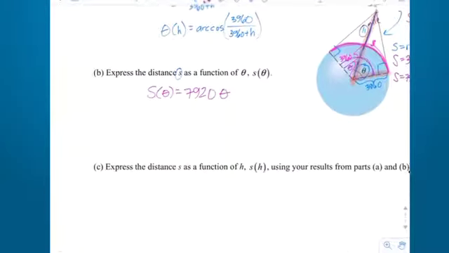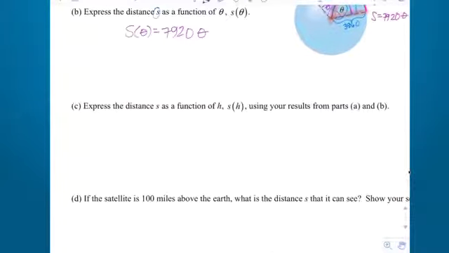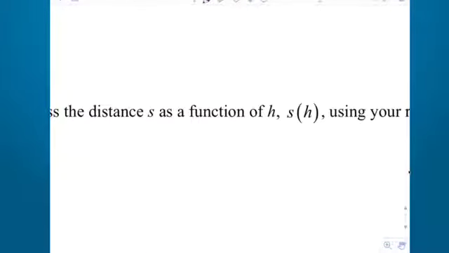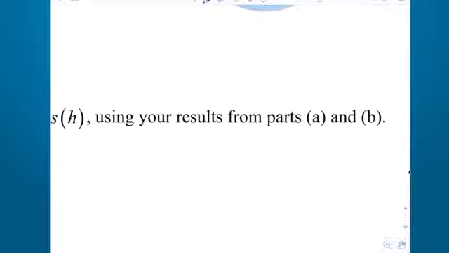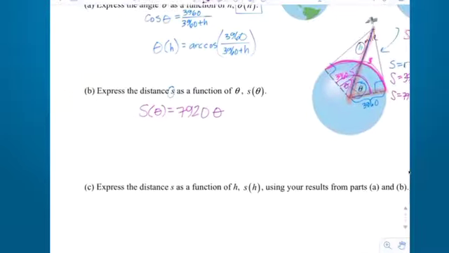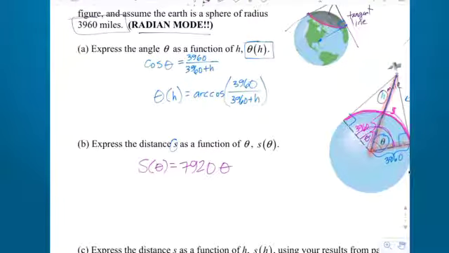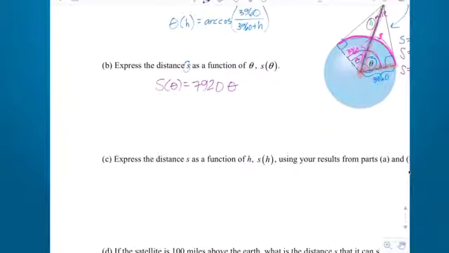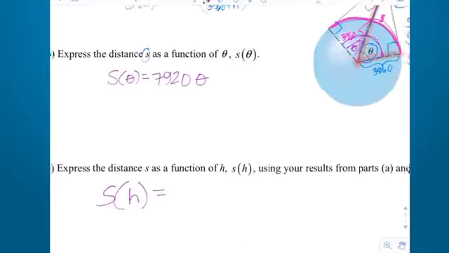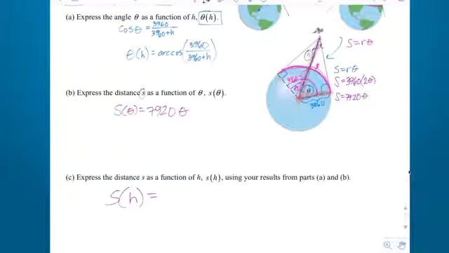Now it says, part C, express the distance S as a function of H. How are we going to do that? Well, I gave you a clue. I hate giving you clues. It kind of spoils the fun. Use your results from part A and B. So in part A, we have theta as a function of H, and in part B, we have S as a function of theta. We're trying to find S as a function of H. How are we going to do that? A little something called the transitive property.